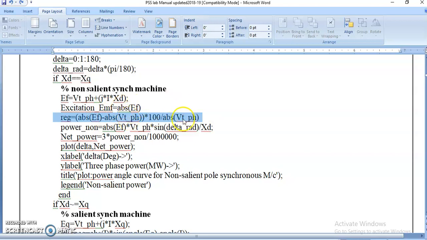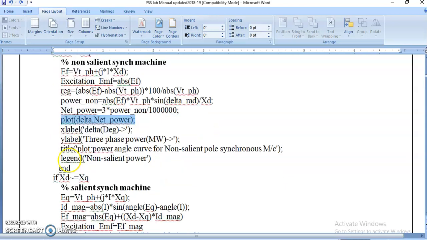No load minus full load by full load. So total power we found, E into V into sin delta divided by XD. The same power you convert into 3-phase power, 3 into power non-salient divided by 10 raised to 6. So we'll plot delta versus net power, and the X label we find, and if you plot then it gives the plot graph. In the graph, if you want labelings, X label, Y label, legend, title and all, these things you have to follow. If you won't type this, it will plot without all these things.